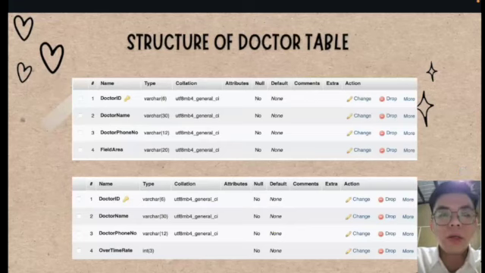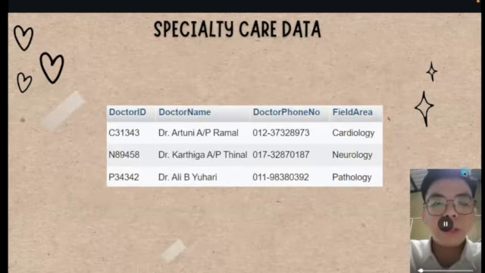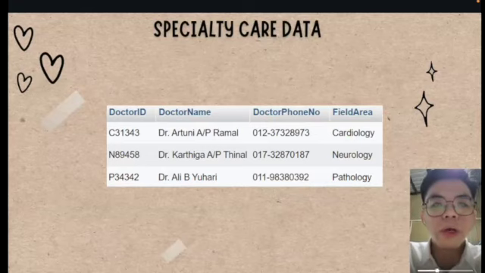And then the next one is doctor table, and this is the structure of it. There are 2 tables for doctor, which are specialty care and medical, with doctor ID as the primary key for both tables, and then doctor name, doctor phone number, field area, and also overtime rate as their normal keys. This is the data for specialty care table, doctor ID C31343, doctor name Dr. Atuni Anak Perempuan Rama, doctor phone number 012-373-28973, field area is cardiology.